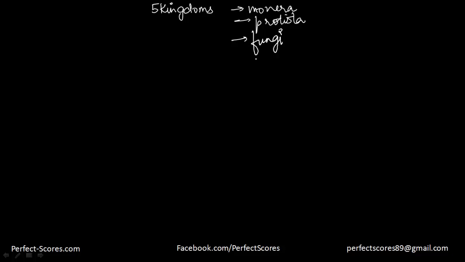Till now what we've done is we've covered the 5 kingdoms of classification in the living world. And we know the 5 kingdoms are Monera, Protista, Fungi, and then we have 2 major kingdoms: the kingdom Plantae, which is basically the plant kingdom, and the animal kingdom, which is also known as kingdom Animalia.